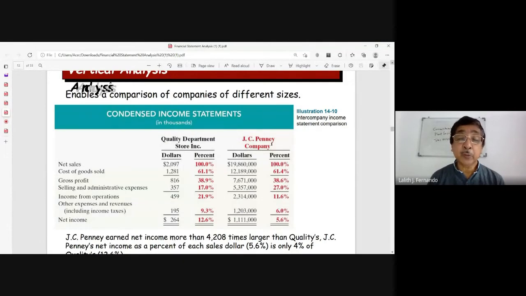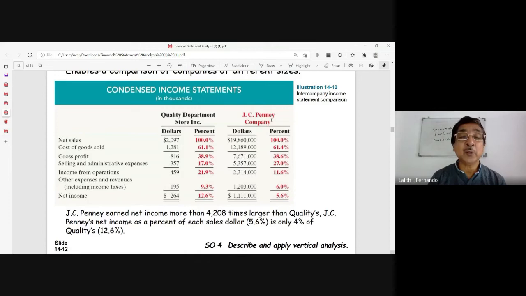But when you compare the income of JC Penney with the income of Quality Department Store, you find that JC Penney's net sales amount is 4,208 times larger than Quality's. Anyway, when you say gross profit ratio, it is the same. But if you go into more details down the line, you find that Quality Department Store has a higher efficiency.